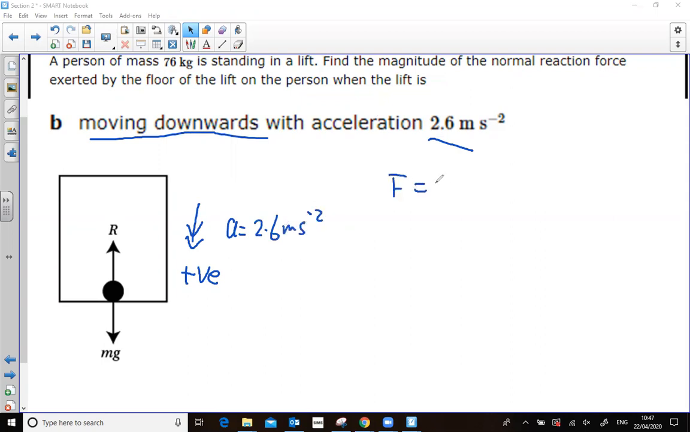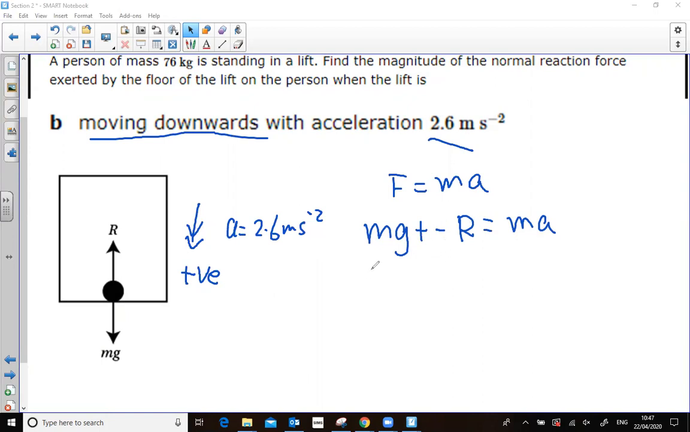Now this time when we use our F equals ma, be careful. Because the lift is moving downwards, your resultant force going downward will be positive. So this time we would have to use mg plus, now, so that's positive, this is going down, but now normal reaction is going upward, which is against our positive direction. So we have plus a negative R, and that equals ma. So can you see the difference to this equation we're using compared with part A now?